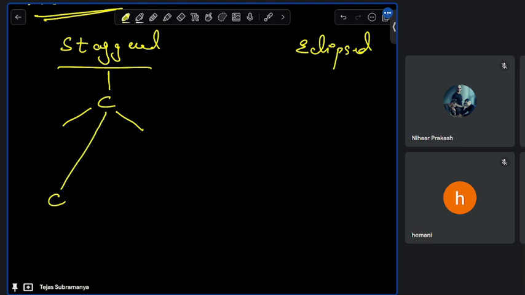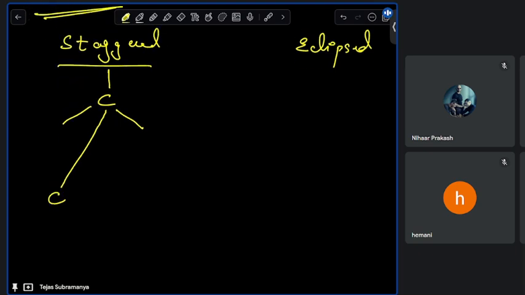Now for the front one, guys, understand that staggered form or eclipsed form always depends on the Mercedes-Benz symbol. If it is staggered, whatever you drew behind, do the opposite way, which means one line that was on top will come at the bottom. One will go like this, one will go like this. So inverse Mercedes-Benz in front. This is called the staggered conformation.